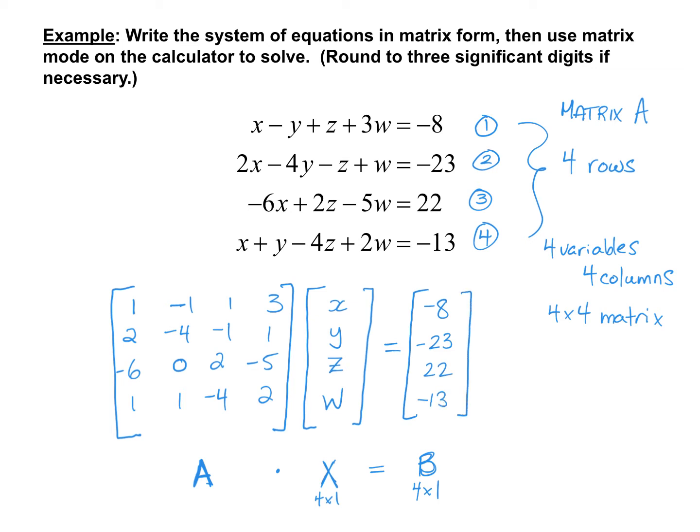So this is our equation, or system of equations, in matrix form. So we have our coefficient matrix A, we have our column vector for the variables x, and that equals the column vector for our constants b. And now that we have the system of equations in matrix form, we need to enter this into the calculator.